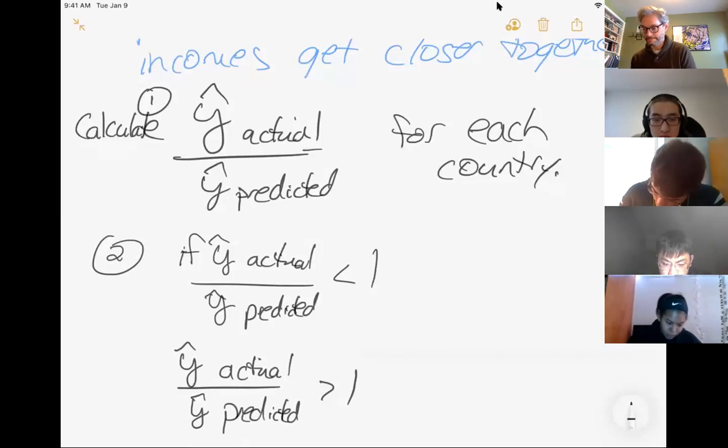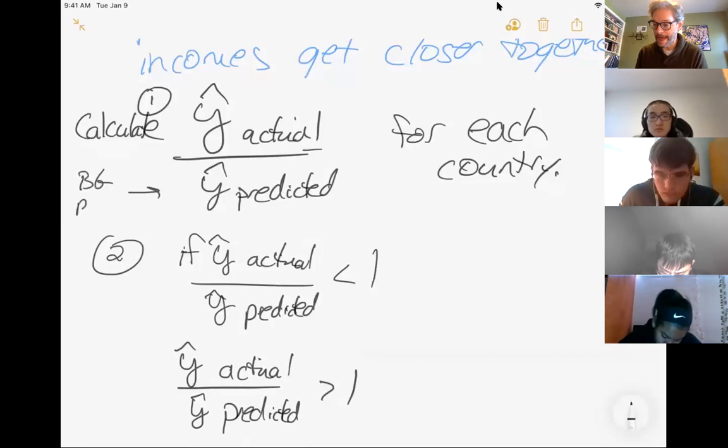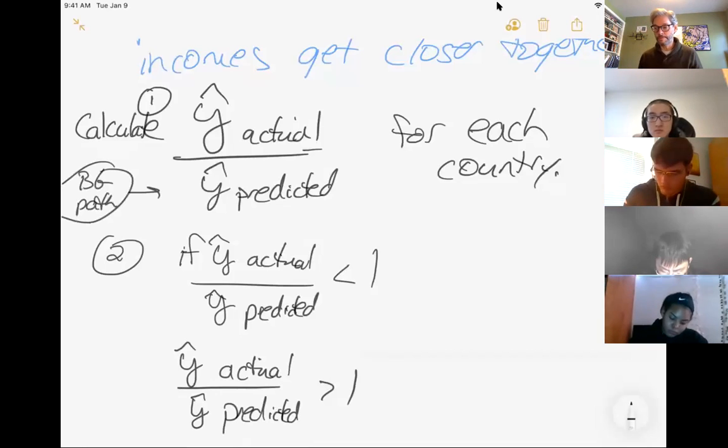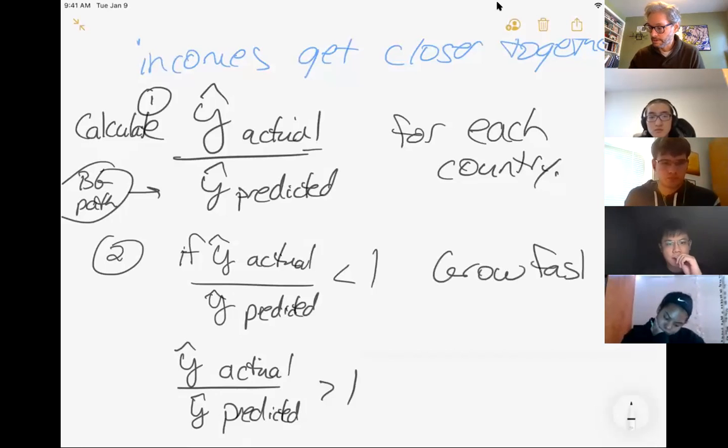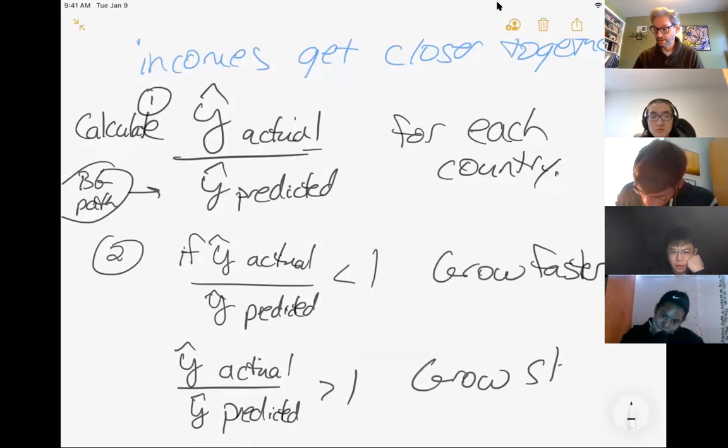So let's try this again. What if actual output is below predicted? And remember, think about predicted output as the balanced growth path, right? So if output is less than predicted, then this ratio will be less than 1. So Chase, what did you say? If this ratio is less than 1, then a country should grow faster. And if this ratio is greater than 1, they should grow slower.